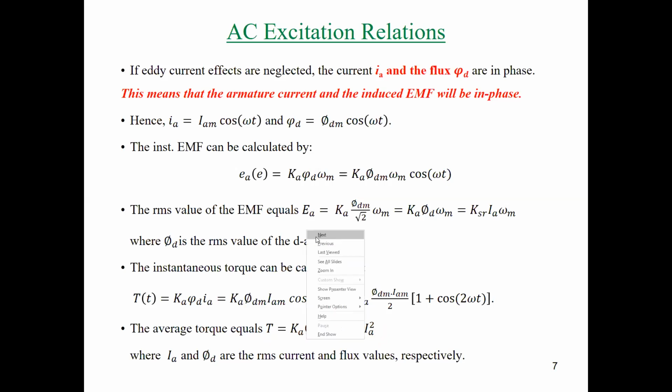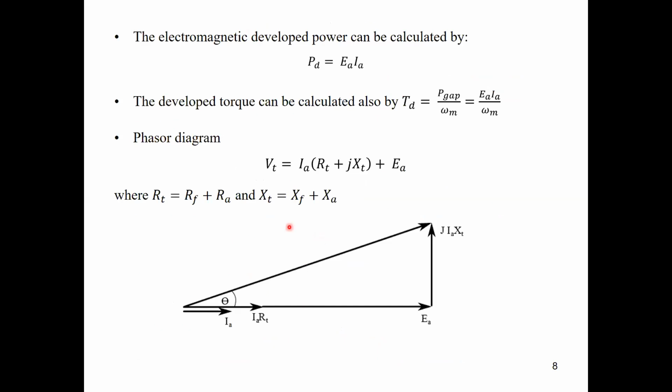Right. What is the difference now between DC and AC? We have some relations for the electromechanical or electromagnetic developed power. How can we calculate it for DC or AC? It's simply developed power equal to EA multiplied by IA, so it will be the same. So we can say torque developed equals EA IA divided by omega m. And this is the mathematical model for the universal motor in AC excitation.